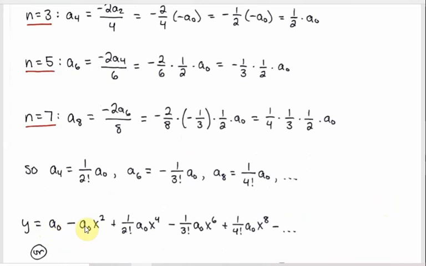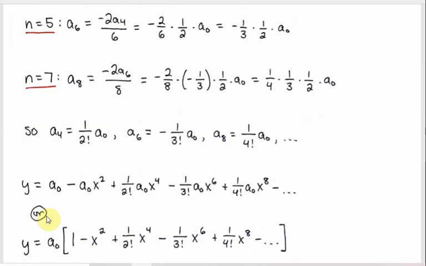We've got a0 minus, and then a2 is just negative a0, right? Then a4 is right here, the 1 over 2 factorial a0. Here's the a6, the negative 1 over 3 factorial a0. Here's a8, or if you factor out the a0, this helps. Makes it easier to see what's happening.